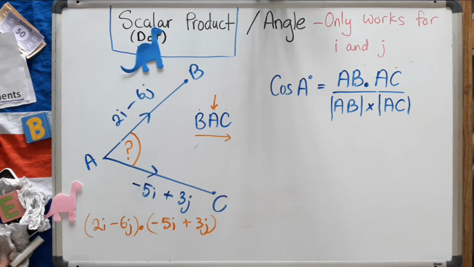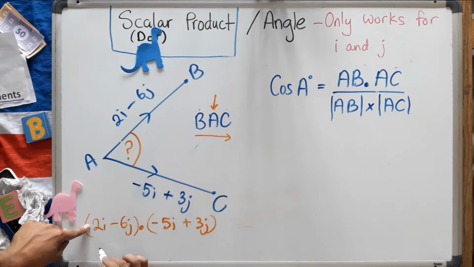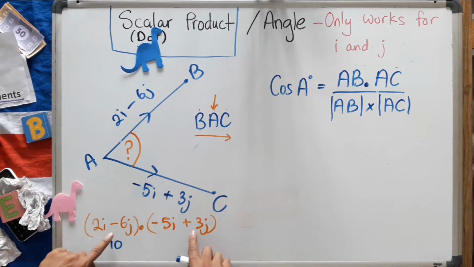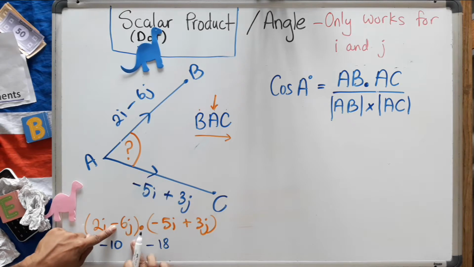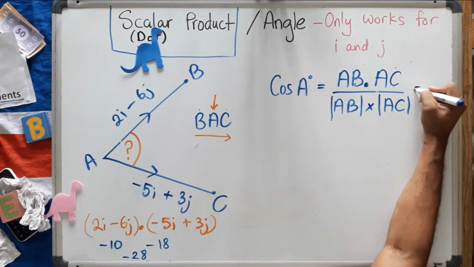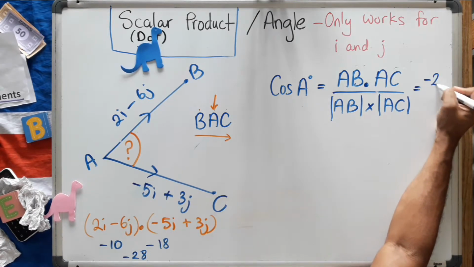How do you find the dot product? You take the two i values and multiply. 2 by minus 5 is minus 10. Then you take the two j values. Plus minus 6 by 3, the two j values is minus 18. A plus and a minus is a minus. Minus 10 minus 18 is minus 28. So that means my top value here is minus 28.